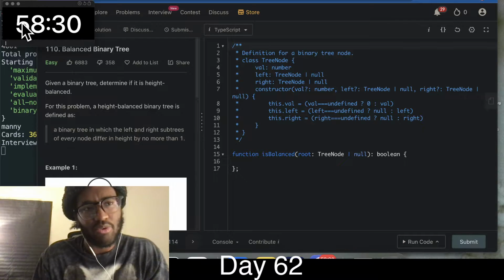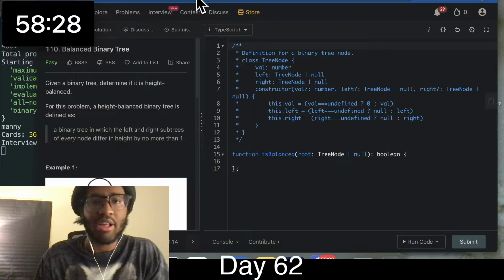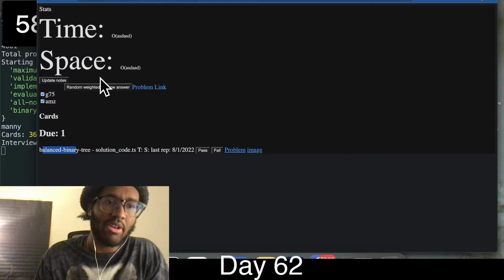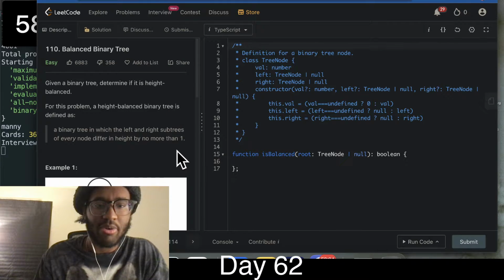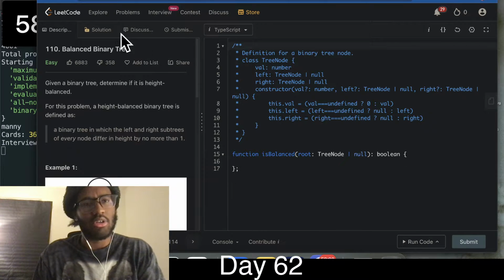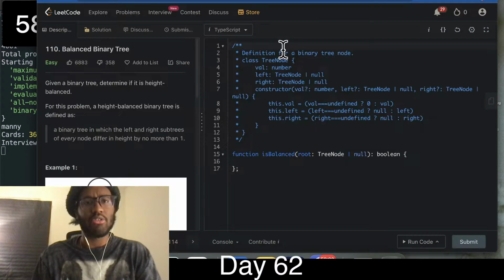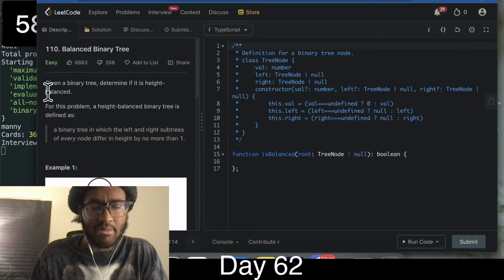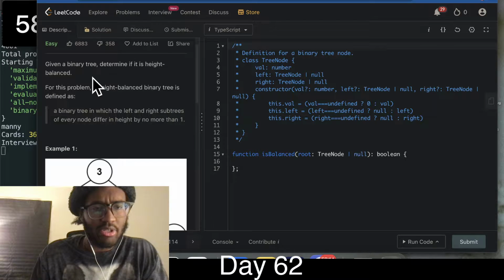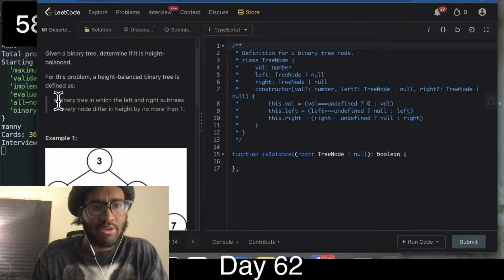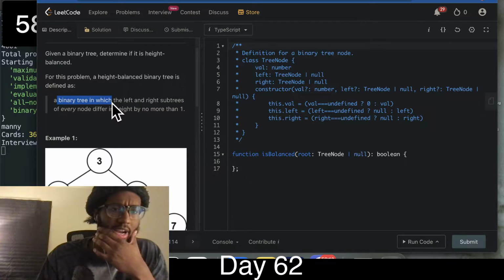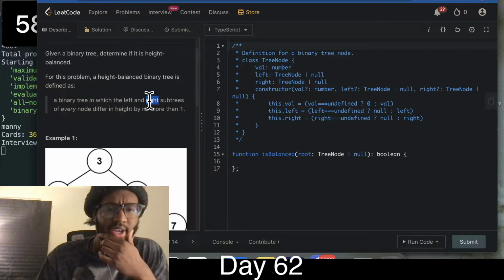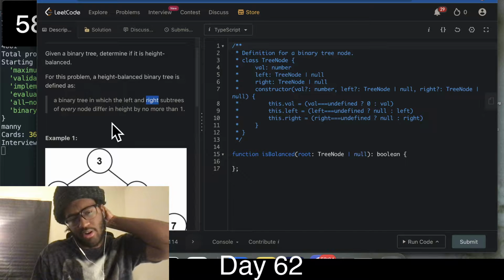So I actually plan to do 45 minutes, but we're just gonna do balanced binary tree. We'll do one random problem and then we'll do evaluate division. So balanced binary tree. Given a binary tree, determine if it is height balanced. For this problem, a height balanced binary tree is defined as a binary tree in which the left and right subtrees of every node differ in height by no more than 1.